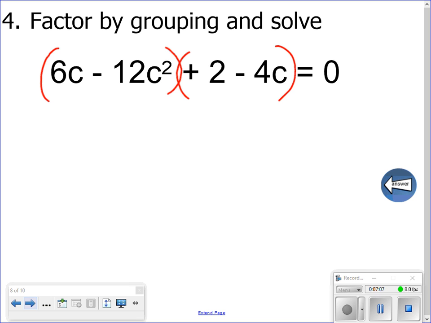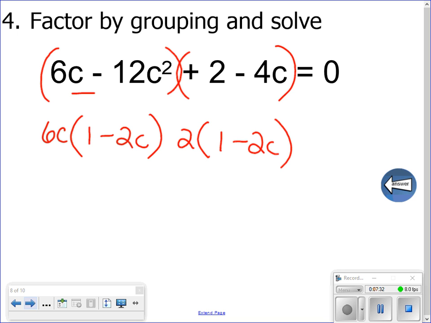What I can factor out of this first group is a 6c. Both of them, the GCF between the coefficients is 6. The greatest common factor amongst the variables is c. When I factor out a 6c, I'm left with 1 and minus 2c. I can factor out a 2 from the second group. When I factor out the 2, we're left with 1 minus 2c.